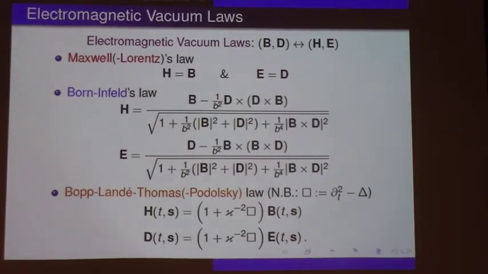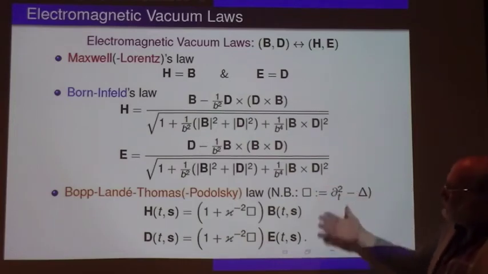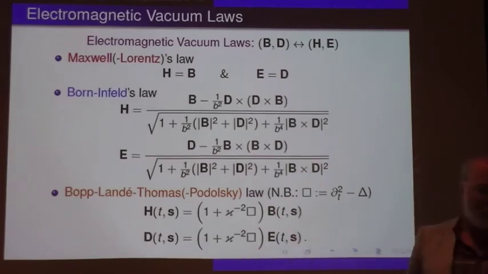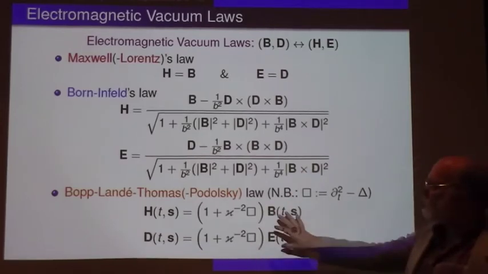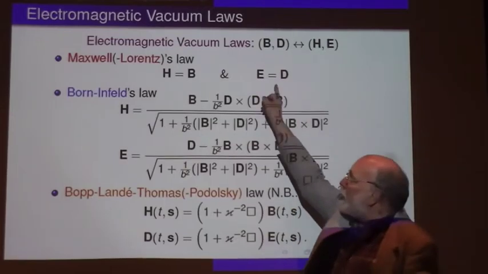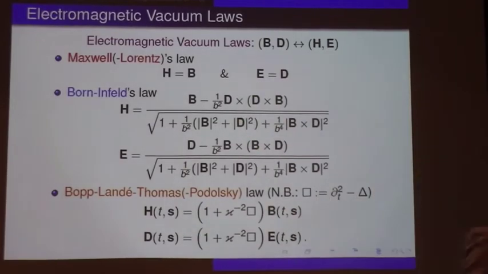This is very complicated, but in particular, it's non-linear and therefore makes progress very slow. In the 40s, Bopp first, and then Landé, Thomas, and then finally Podolsky proposed a different law that is still linear, but uses higher order derivatives to close up. And most of my talk will be about the electrodynamics you get when you replace Maxwell's law with the BLTP law.